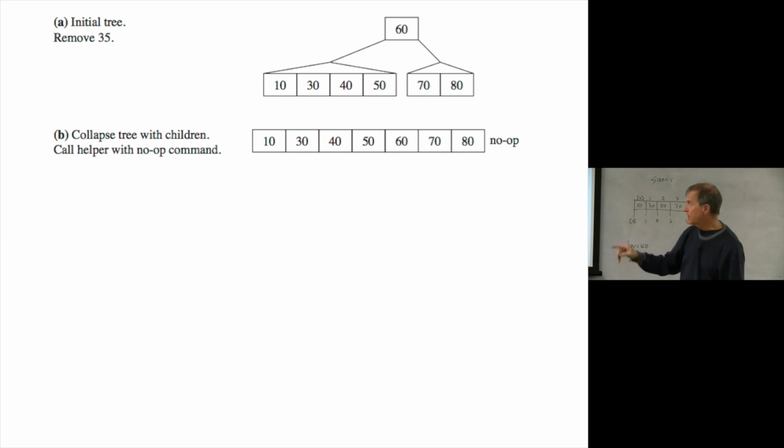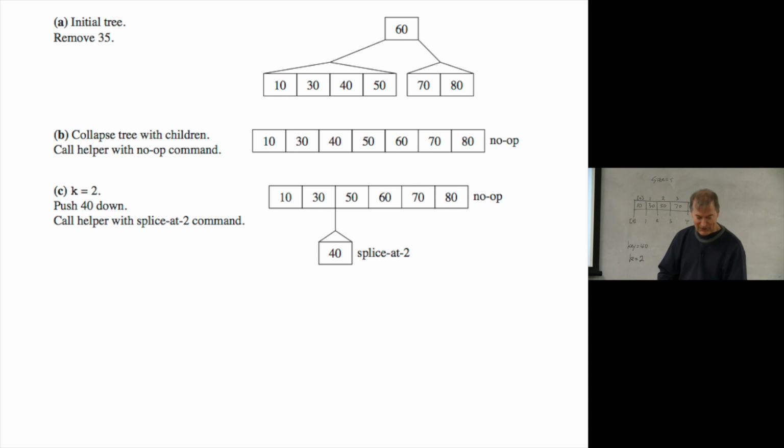So what will it do? 0, 1. So what will it do? It will push what? 40 down. It will push the 40 down. And the function will be what? Splice at 2. Now look, this is so cool. Splice at 2. All right? And so now it calls itself.